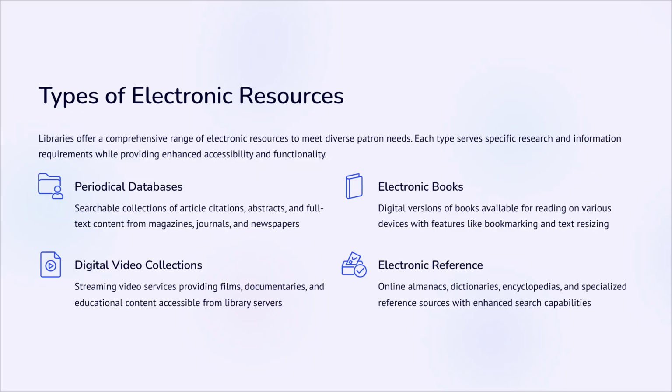Libraries maintain a range of electronic resources to meet different needs. Each type serves a distinct purpose while improving accessibility and usability. On your slides, we'll concentrate on four: periodical databases, electronic books, digital video collections, and electronic reference tools. As we move through each, listen for how they support searching, how they're accessed, and how patrons typically use them.